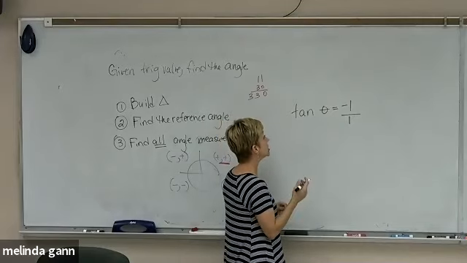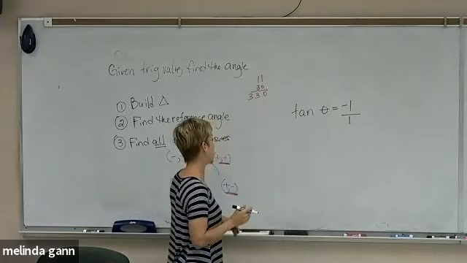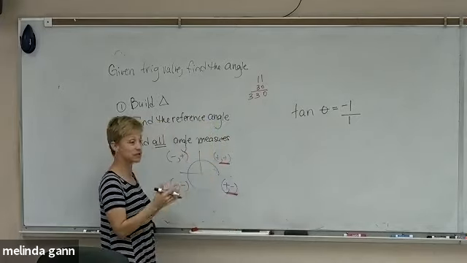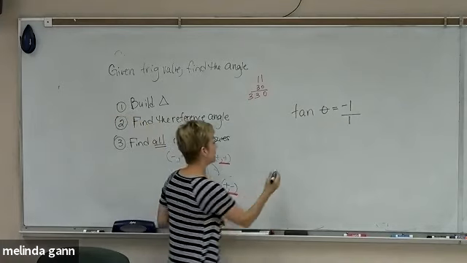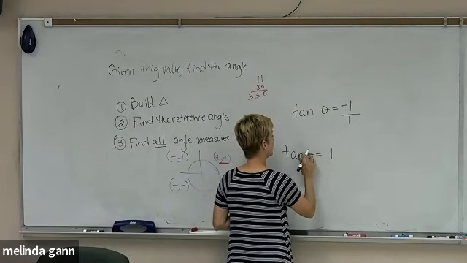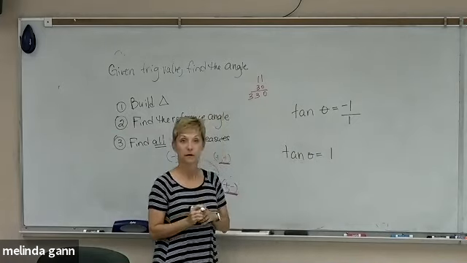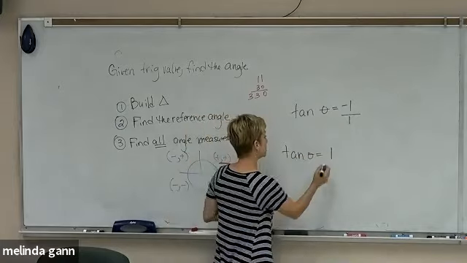All right. So again, where is tangent negative? All right, well, tangent's going to be negative when the signs are different. So again, it's going to be 2 and what? 4. If I said tangent of some angle is 1, again, you have to have a fraction. How do you make a single number a fraction? You put it over 1.